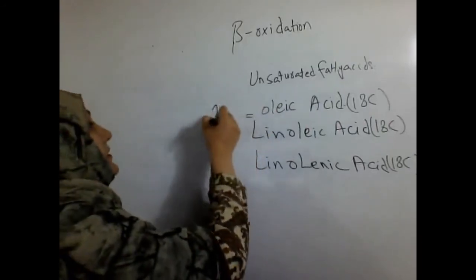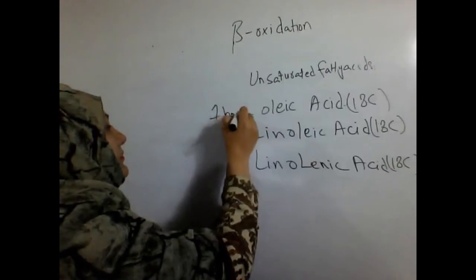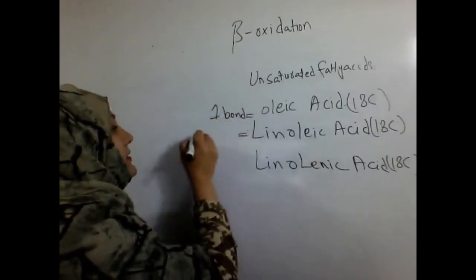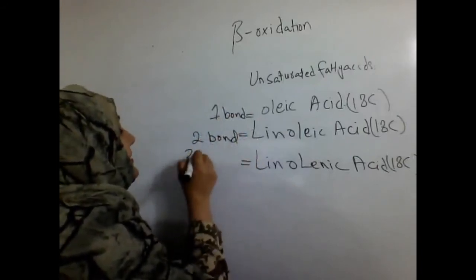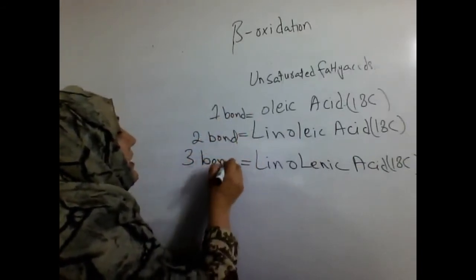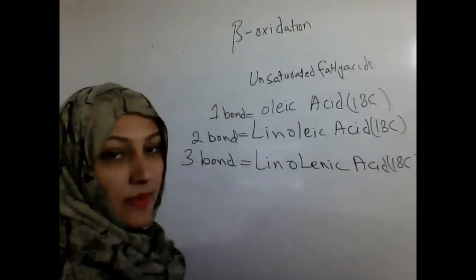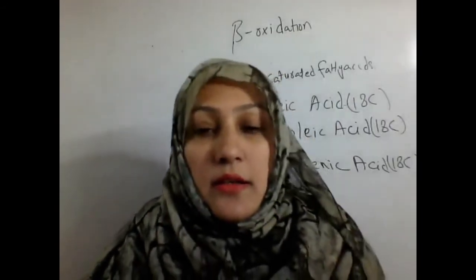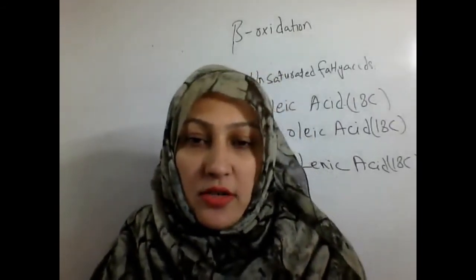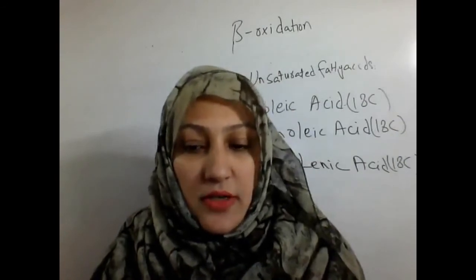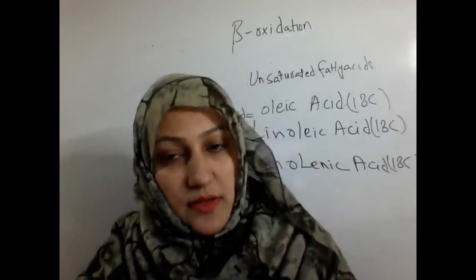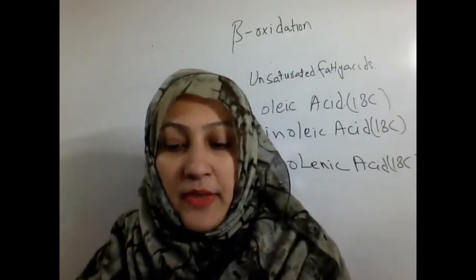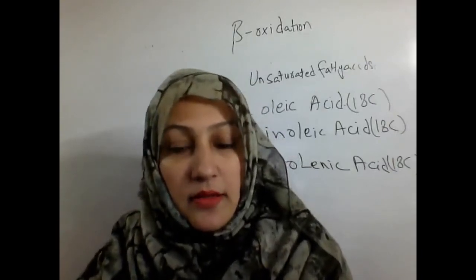Here is one double bond. Here are 2 double bonds. Here are 3 double bonds. So in case of the beta oxidation of these unsaturated fatty acids, the molecules are hindered at 3 different positions.